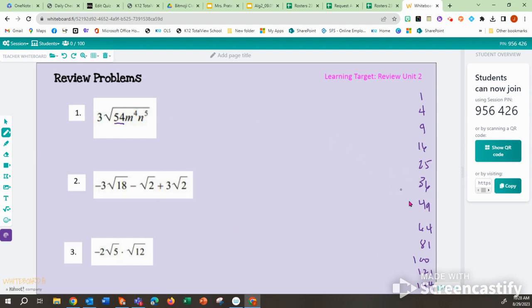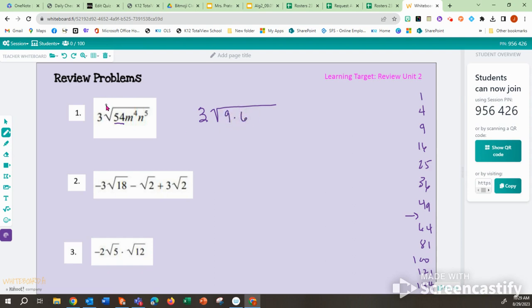All right, 54 is not in this list. 54 lies between 49 and 64. So I'm looking for the largest perfect square that will divide into 54. 49 will not divide into 54. You can use your calculator if you're not sure. 36 will not. 25 will not. 16 will not, but 9 will. 9 times 6 is 54.